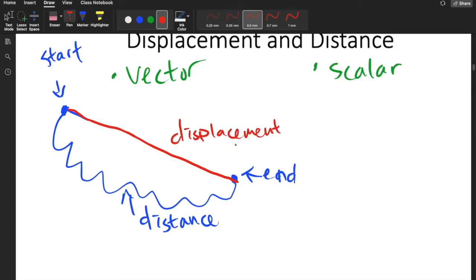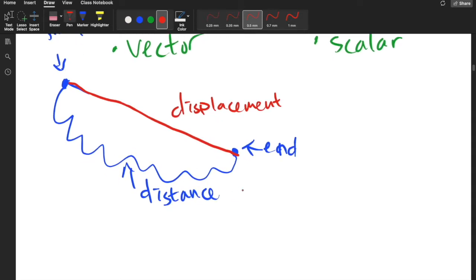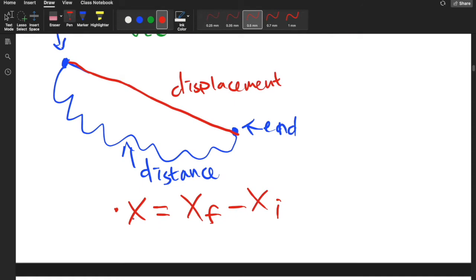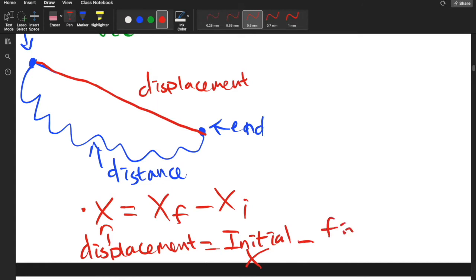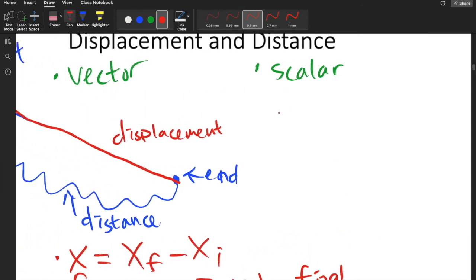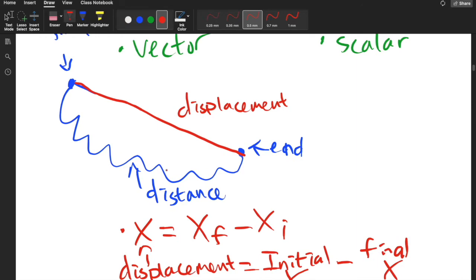Displacement is the straight line between your starting point and your end point. And distance is the length of the actual path that you take to reach your destination. In mathematical language, displacement, represented by delta x, is equal to your final position minus your initial position, right? So displacement is equal to final x minus initial x. And distance is just the blue line.